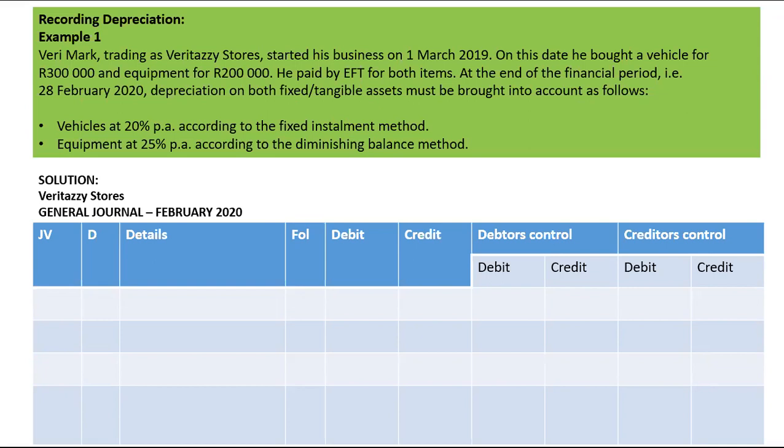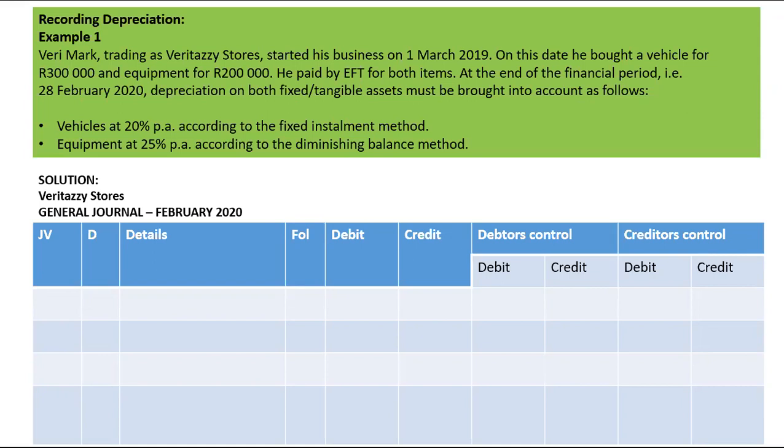You know, let us do the recording of depreciation. I will start with example one. Here we are told that Barry Mark, trading as Barry Tasty Stores, started his business on the 1st of March 2019. On this day, he bought a vehicle for 300,000 and equipment for 200,000. He paid by EFT for both items. At the end of the financial period, that is the 28th of February 2020, depreciation on both fixed or tangible assets must be brought into account as follows.